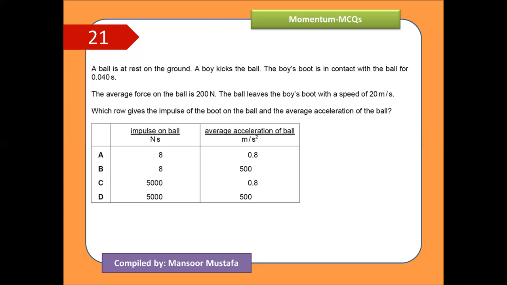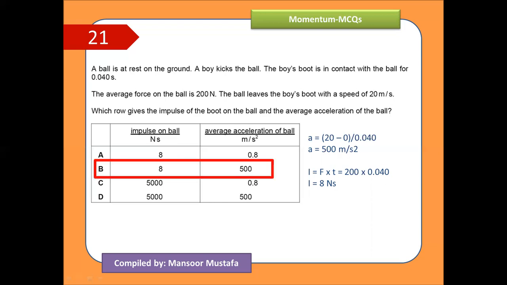Meaning you have to find the correct values of acceleration and impulse. Now how will you find acceleration? Simply final velocity minus initial velocity divided by time. So that will give you an answer of 500 meters per second square. That is for the acceleration, and impulse is the force multiplied by time. So force is given as 200 Newton and time is 0.04 seconds. So that will be 8 Newton seconds. So you just have to find the correct pair. For the impulse 8 Newton seconds and acceleration is 500. So option B is the correct one.